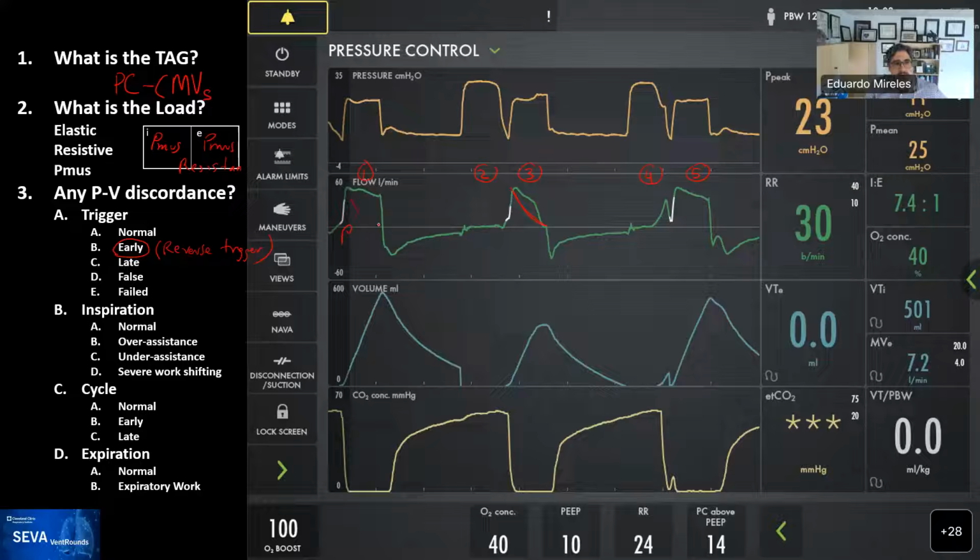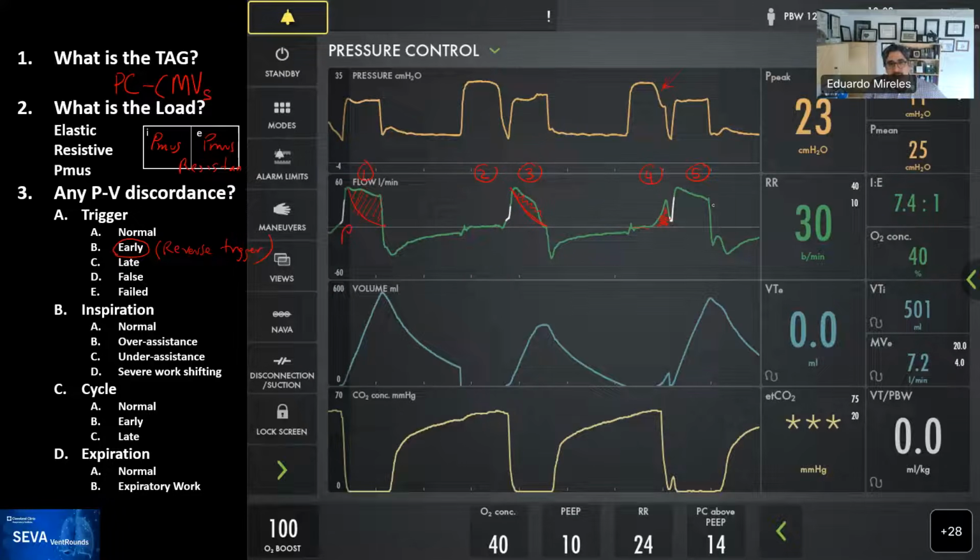We talked about this one too. Instead of looking like this, all of this is patient effort. All of this is patient effort. And on this one, the same thing. Actually, in this one, the reverse trigger is even more evident, because there's no flow, and then suddenly the flow starts increasing, which means that the patient is doing effort. And actually, you see the pressure drops because of the effort from the patient.